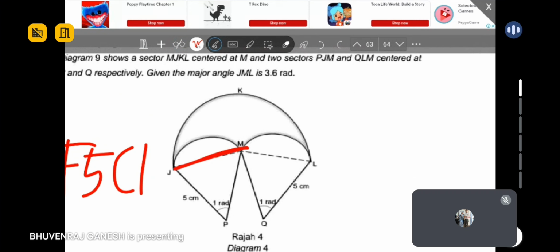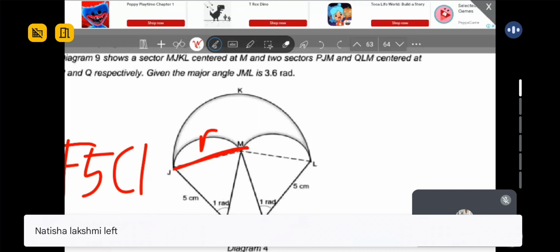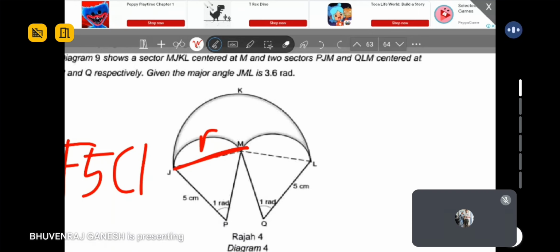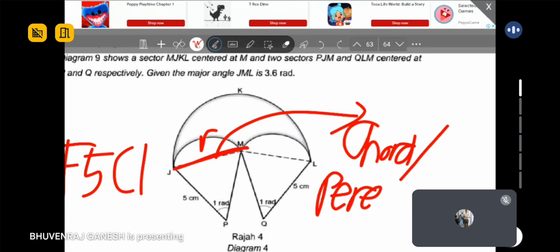So the radius is this one, right? This is your radius. So anyone? How to do it? Okay, there are actually many ways. Basically, anyone know what do we call MJ? There is one term for MJ in a circle. Anyone know the term? Yes, we call it a chord. In Malay, perentas. Have you heard of it? This is what we call perentas.